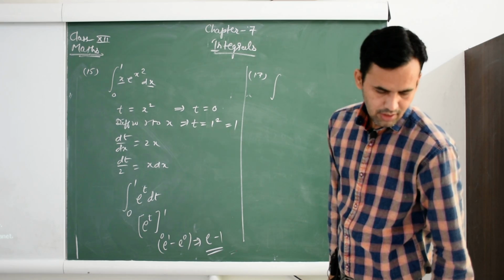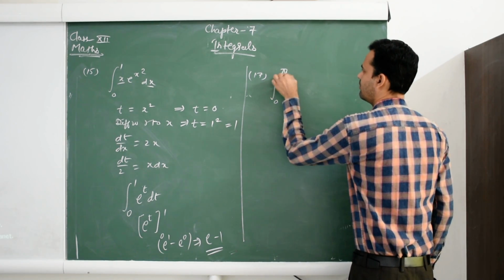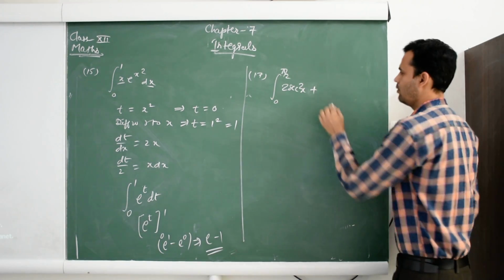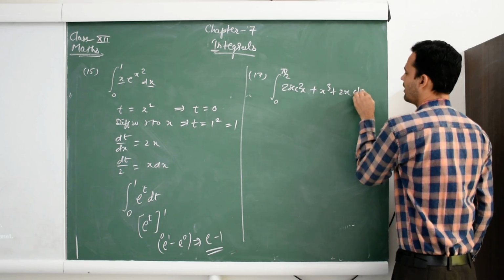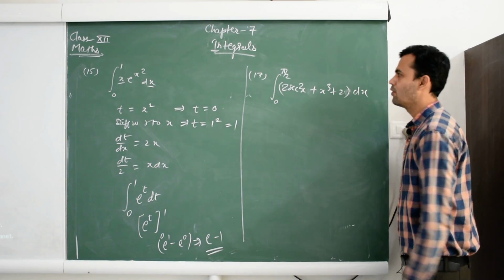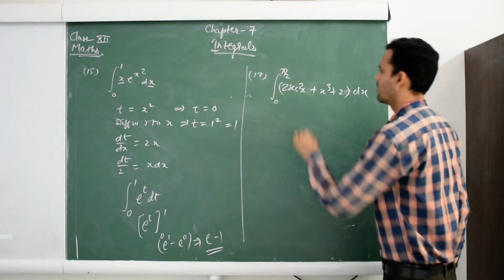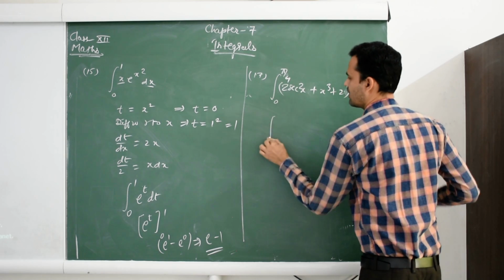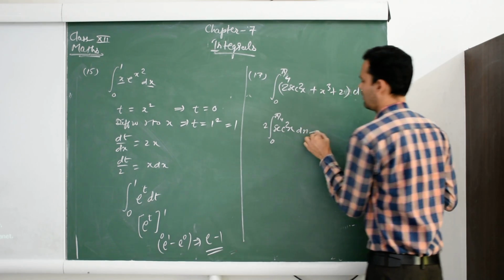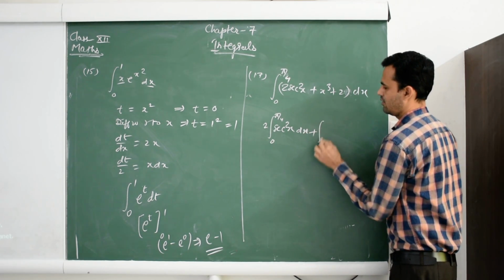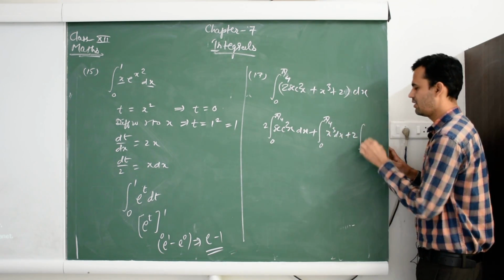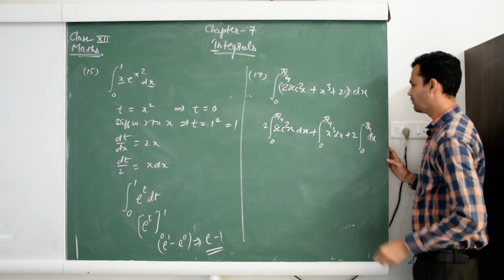Question number 17 is the integral from 0 to pi by 4 of 2 sec square x plus x cube plus 2 dx. This is the question, and the limit is 0 to pi by 4. So, first we separate it: integration 0 to pi by 4 of 2 sec square x dx, plus integration 0 to pi by 4 of x cube dx, plus 2 integration 0 to pi by 4 of dx.